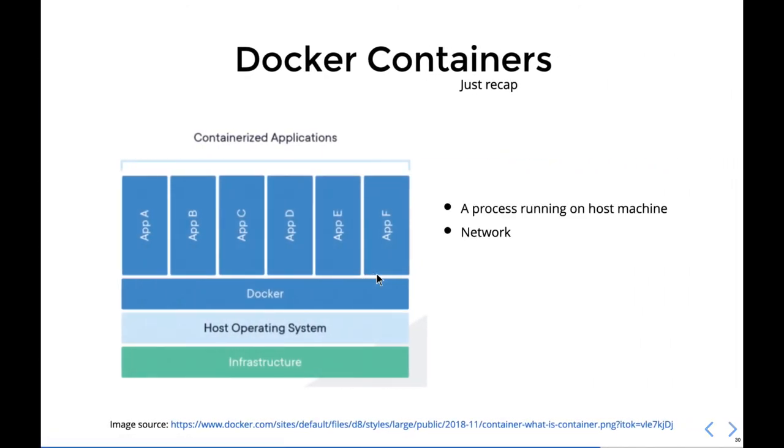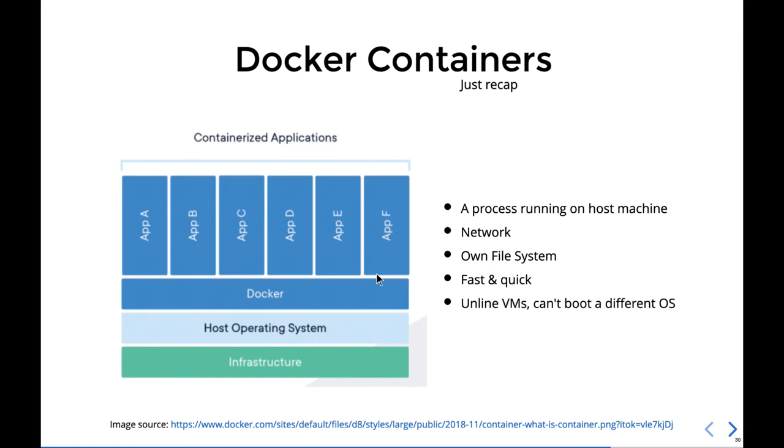Just to recap, what is a Docker container? A process running on the host machine. If you run Docker containers, we can see each container running on the host machine using the ps command or something. Each container has its own network and file system. This is fast and quick. Unlike a VM, we can't boot a different OS, but they are all isolated.